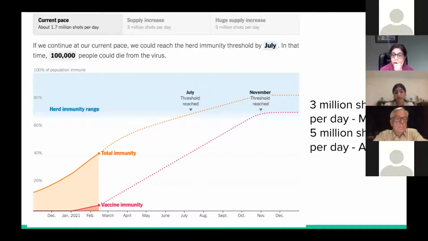And we reached that threshold in July. Immunity due to just the vaccine would be predicted to be reached in November. But that does not mean we can slack off on our preventative measures such as masks, social distancing, washing our hands, etc., because between now and July, 100,000 people could die from the virus. This is why it's important to keep up these measures. And with that, thank you.